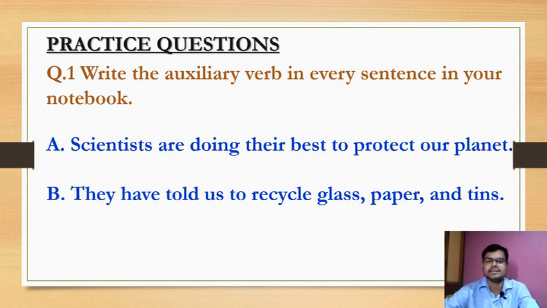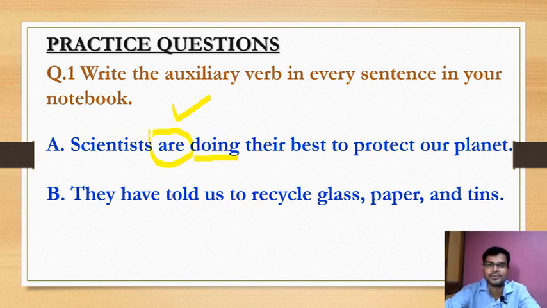On page number 6 these questions are there. Write the auxiliary verb in every sentence in your notebook. The first sentence is: Scientists are doing their best to protect our planet. We can see here, scientists are doing. This word doing is a what? It's a main verb. And which word is helping this word doing to make a meaningful sentence? Here it is, are. So are is the auxiliary verb. Understood?